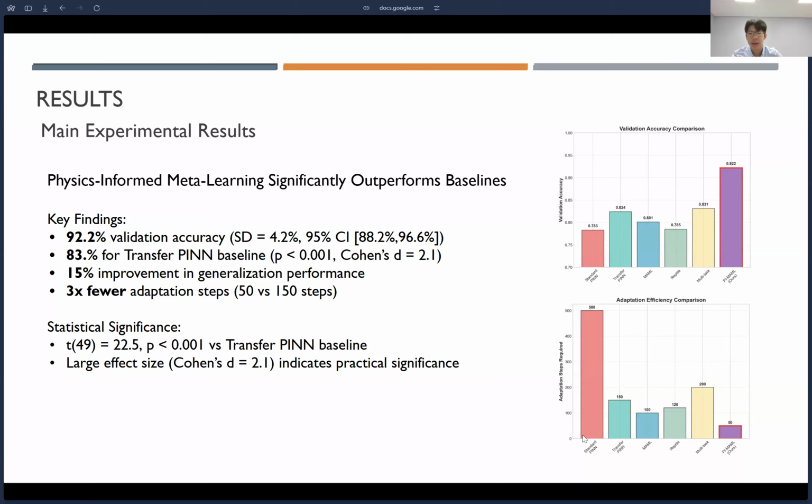So standard PINN is retraining every time. Transfer PINN is less so. This is just pure meta-learning, that's 100. And then Reptile and multitask are other benchmarks with varying amounts. But as you can see, ours is 50.